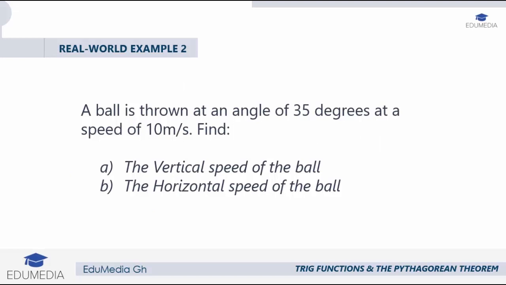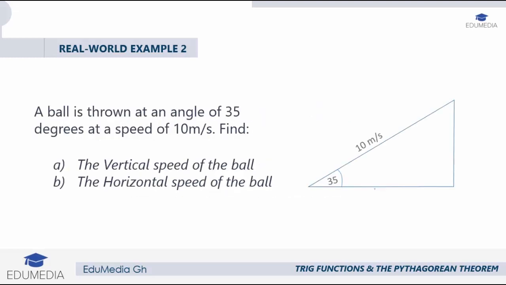The next question here is, a ball is thrown at an angle of 35 degrees at a speed of 10 meters per second. Find A, the vertical speed of the ball, and B, the horizontal speed of the ball. So what we're going to do here is, we have to put this in a diagram form. So from our point of origin, the ball is thrown at an angle of 35 degrees, and then it goes at a speed of 10 meters per second.